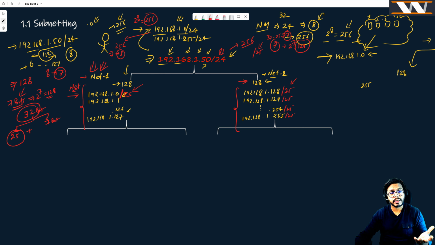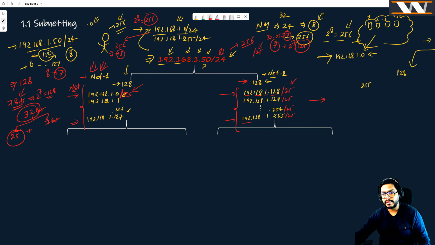192.168.1.0. What is the broadcast address of this network? The broadcast address of this network is the last IP address, which is 192.168.1.127. It is as simple as that, right? Now let's talk about network 2. What is the network number of network 2? The network number is going to be 192.168.1.128. The last IP address, the broadcast address, is going to be 192.168.1.255.